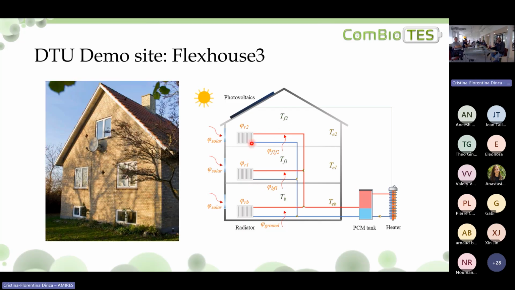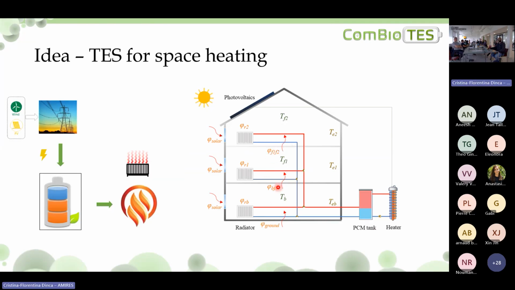so we have the heat distribution system, which from the storage supplies heat to the building through these hydronic radiators, and the building is also equipped with local PV. So the idea behind this setup is basically to use renewable electricity, preferably local PV, to convert it into thermal energy, and then use the thermal storage capability of our prototype to deliver and cater to different heating needs. In this test setup, we focus mainly on space heating for the building.